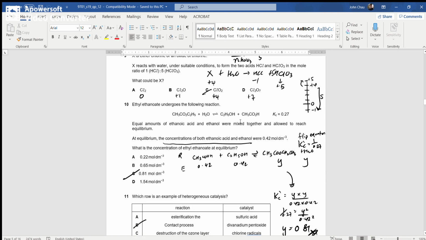Then number 10, ethyl ethanoate undergoes the following reaction. Equal amounts of ethanoic acid and ethanol are mixed and allowed to reach equilibrium. At equilibrium, the concentration of both ethanoic acid and ethanol is 0.42 mol per dm cubed. What's the concentration of ethanol at equilibrium?